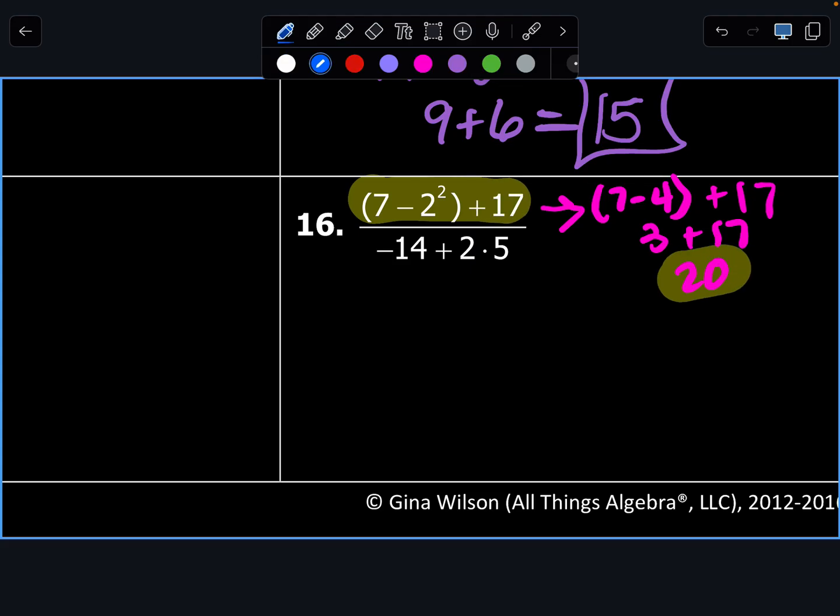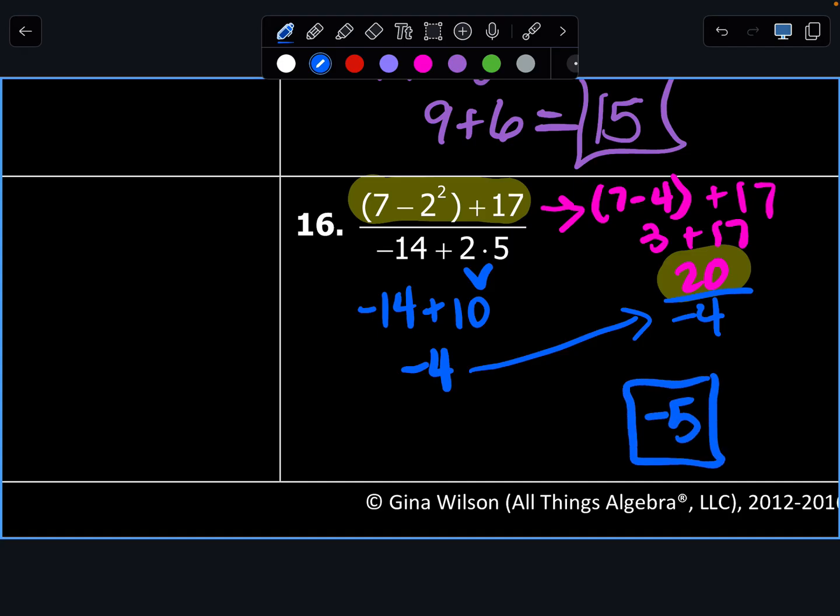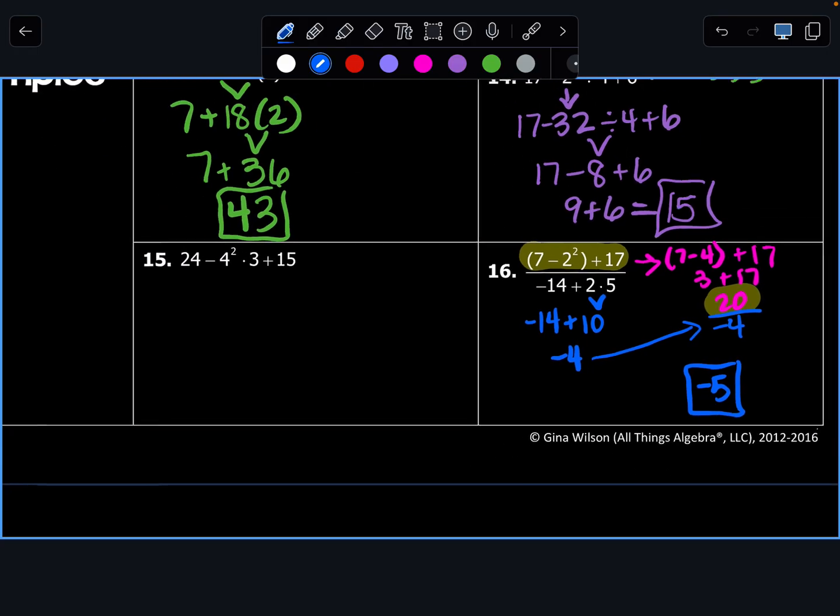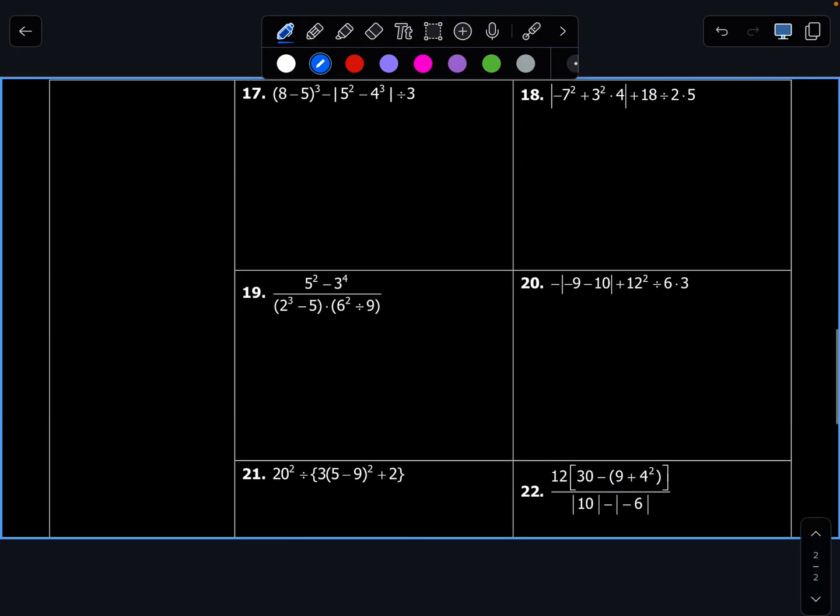Okay, let's do the denominator. Negative 14 plus 2 times 5. What is 2 times 5? 10. And negative 14 plus 10? Negative 4. So we take that and we put it under the 20. Yep, 20 divided by negative 4 is negative 5. So just keep them separate and then do the last step, okay? All right, let's go on to the next page.